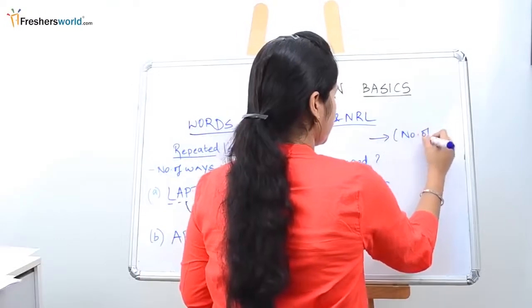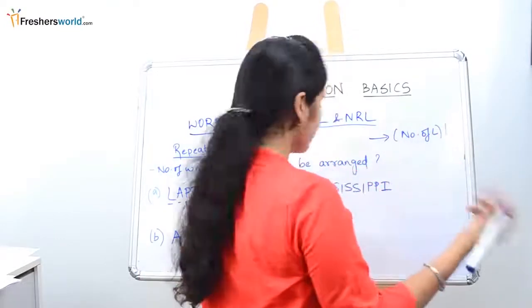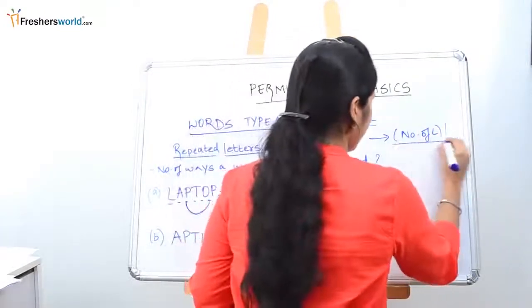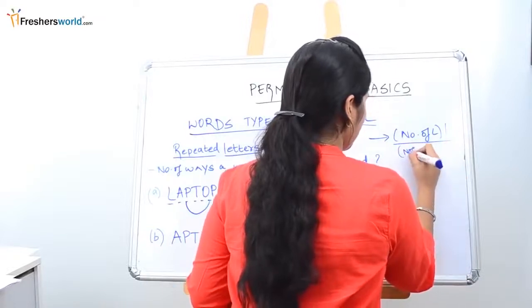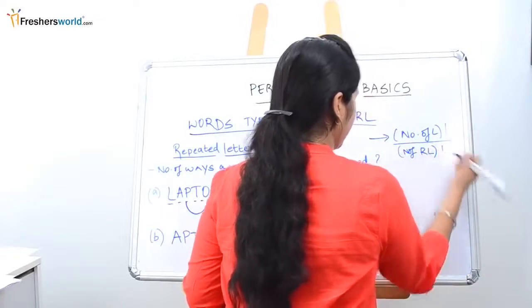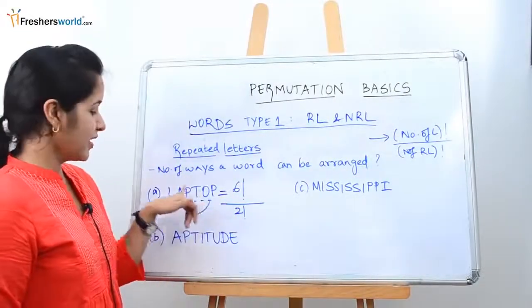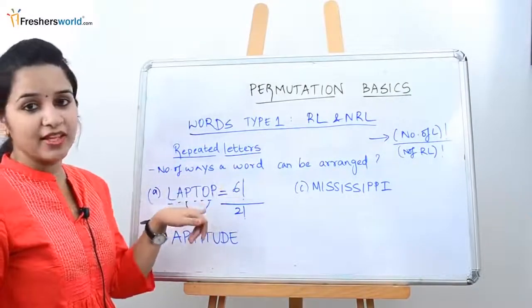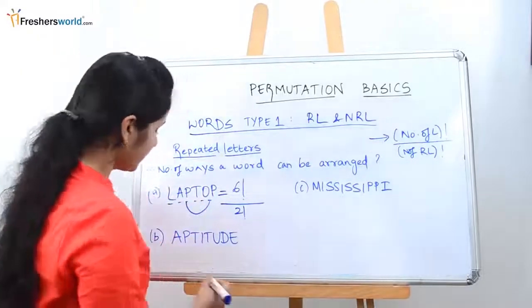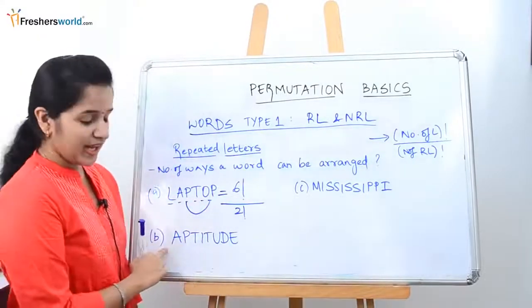Number of letters factorial, which is the same for non-repeated letters, divided by number of repeated letters factorial. Always remember this. So once you solve it, you will get the answer for the number of ways the word laptop can be arranged. Let's take another example. So we have the word aptitude.